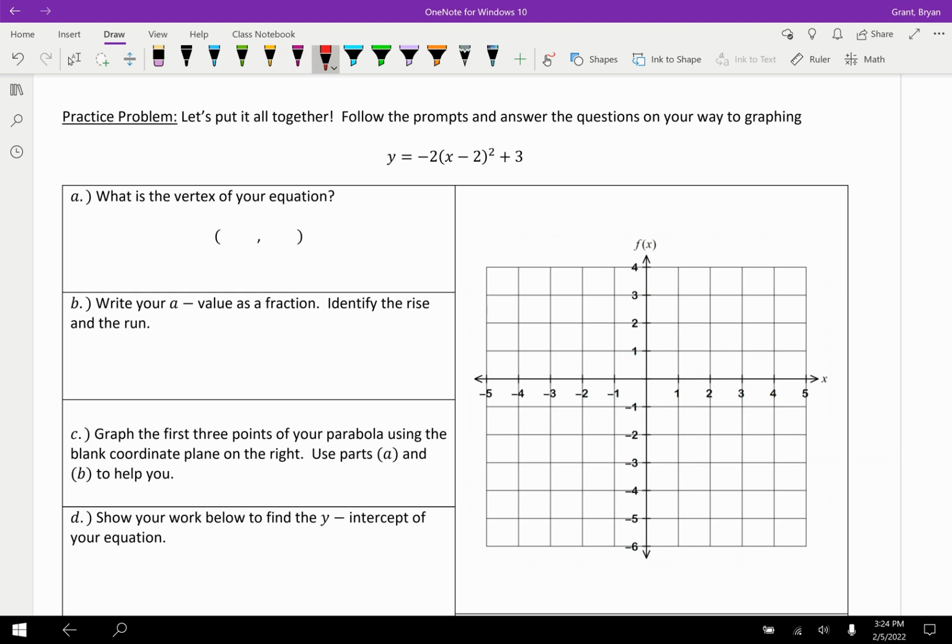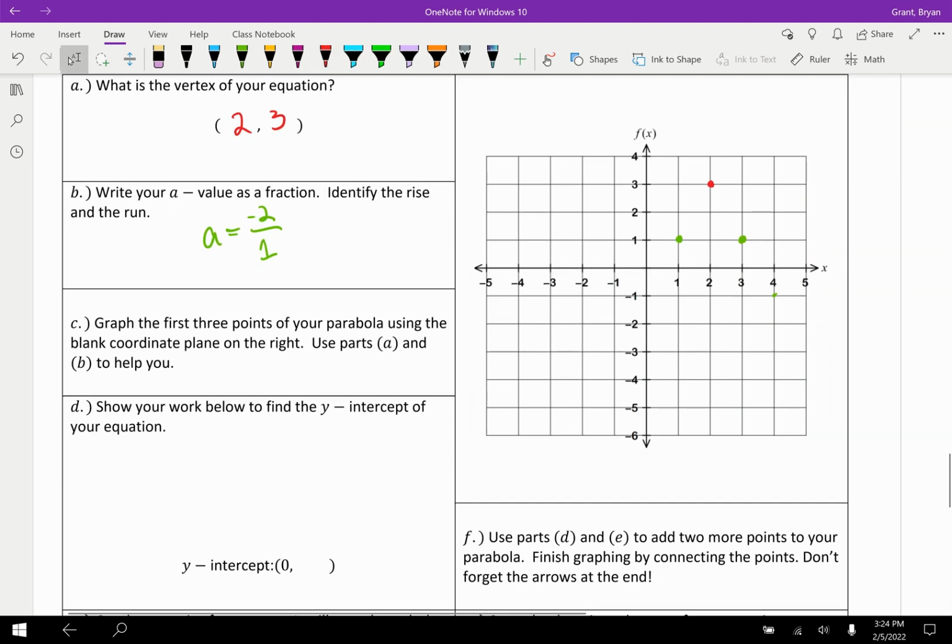All right, hopefully you have it. Let's begin. Vertex, (2, 3). Easy enough. A value is a fraction. A equals -2 over 1. Down 2 over 1, down 2 over 1. Can I keep going down 2 over 1? Nah, that would make a V. We're not doing V-shaped graphs. There's a square. That's the giveaway. It's a parabola. All right.